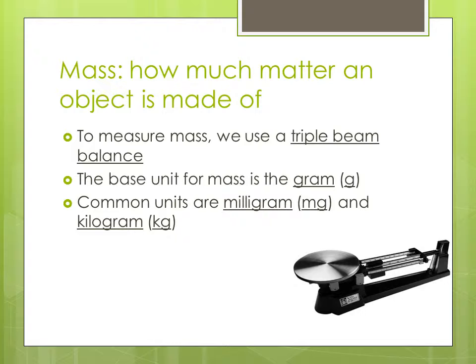Mass: how much matter an object is made of, or how much does it weigh, how massive an object is. To measure mass, we use a triple beam balance, which is right here. There's 1, 2, 3 beams on this balance, and you would put something on here that you want to measure the mass of, and you could use the balance.